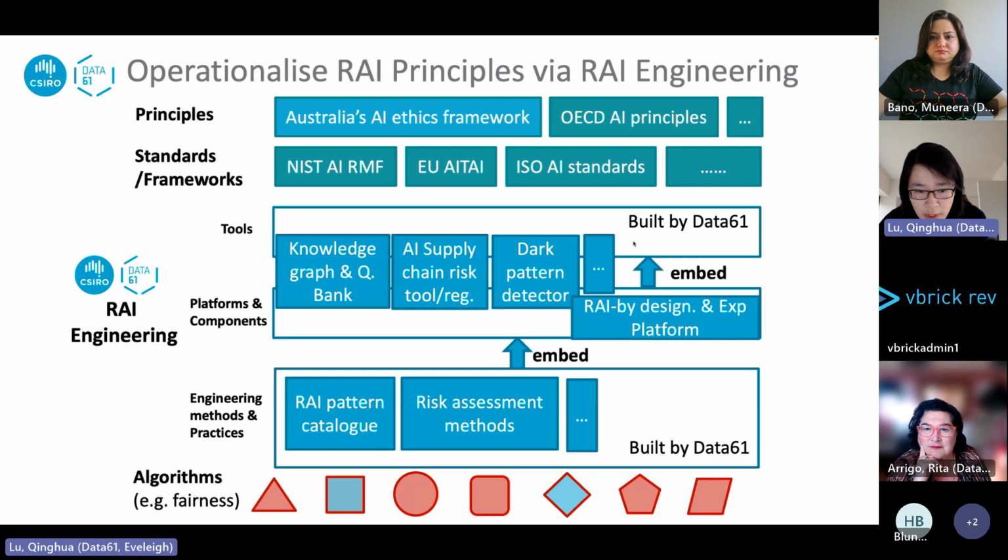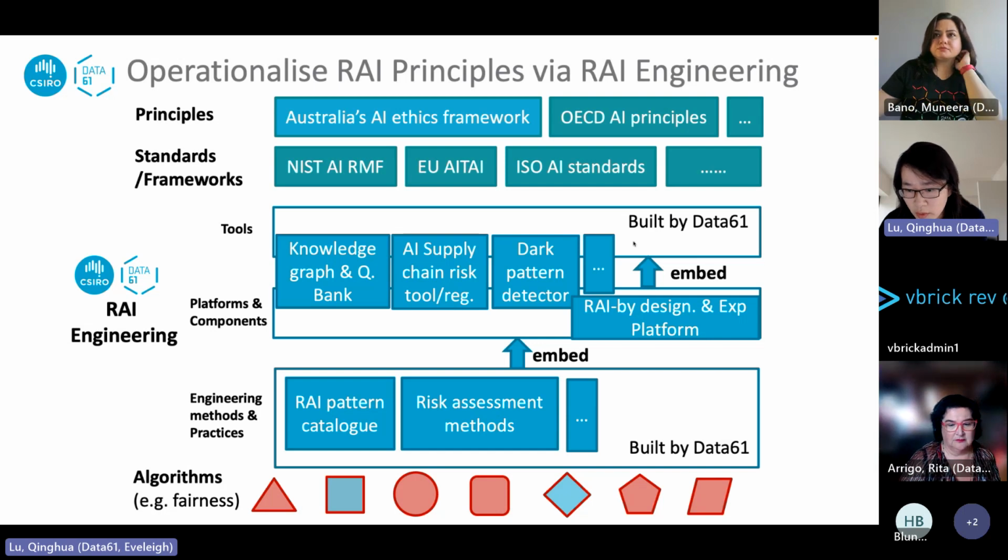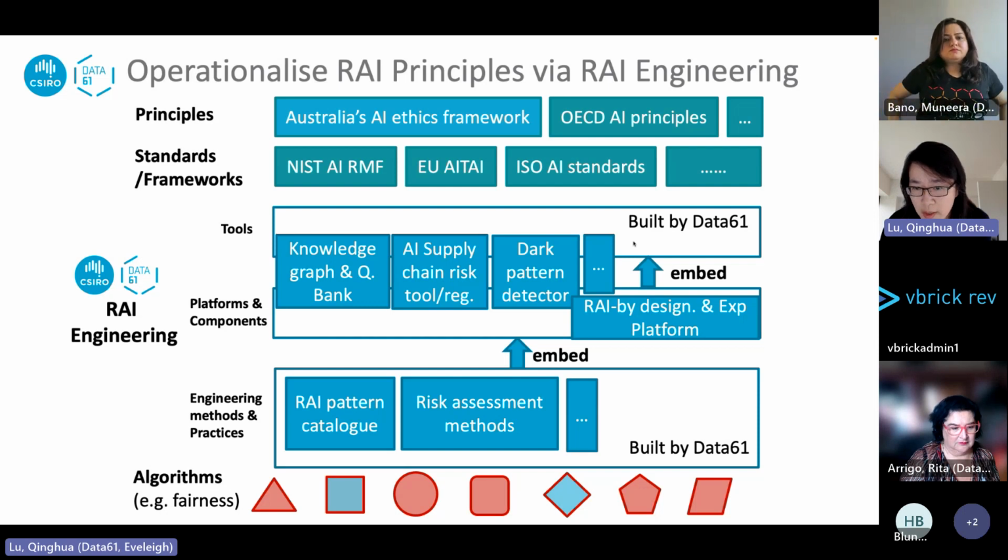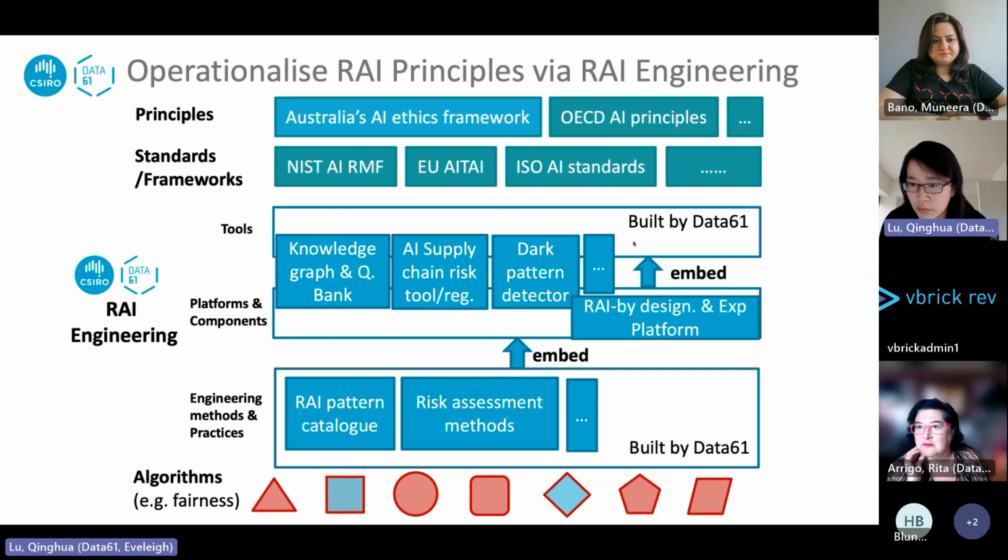Here we show some of the responsible AI engineering methods we have developed. For example, for the engineering methods and practices, we have built a responsible AI pattern catalog for risk mitigation, and we have collected a set of risk assessment methods to do concrete measurement for different types of AI risk in projects. We have built a responsible AI knowledge graph and question bank to help practitioners understand their organization's AI risk. We have worked on a bill of materials generator to help manage AI supply chain risk. And we have also developed a dark pattern detector to manage the dark patterns shown on the interface of your AI applications.